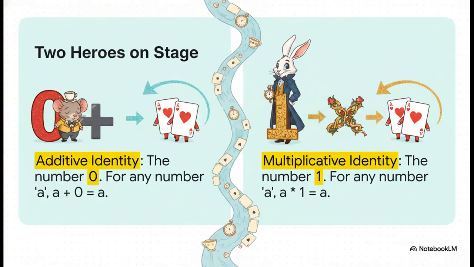And here are our two heroes in action. For addition, 0 is the star of the show. Add 0 to anything, you get that same thing right back. For multiplication, 1 steps onto the stage. Multiply anything by 1, and it just stays itself. It's simple, it's elegant, and it is absolutely essential.